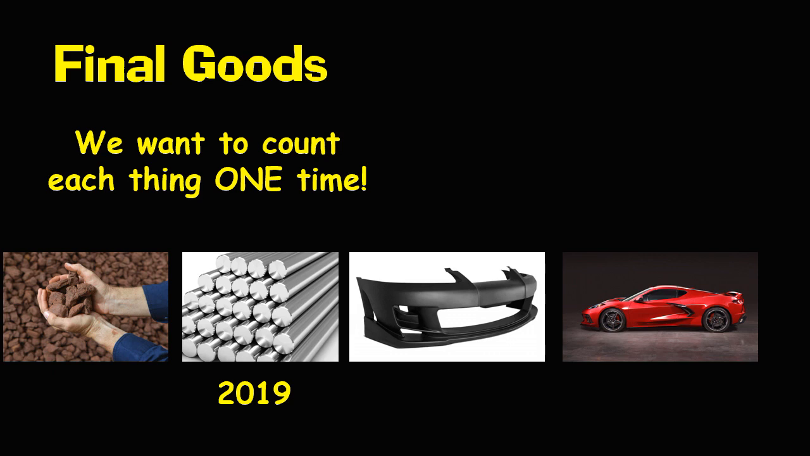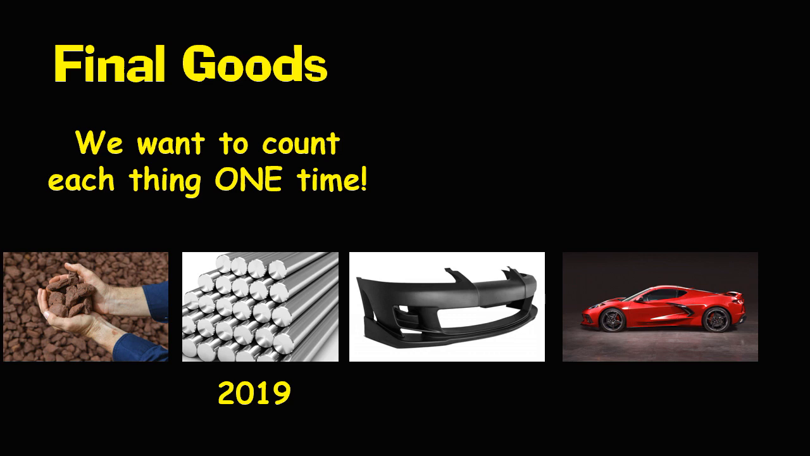So how do I do that? Well, the iron ore is in the steel, which is in the bumper, which is in the car. If I count the car, I have counted everything exactly and precisely once. I've done what I needed to do. I'm counting everything one time. Okay? Now, let's make this more complicated.